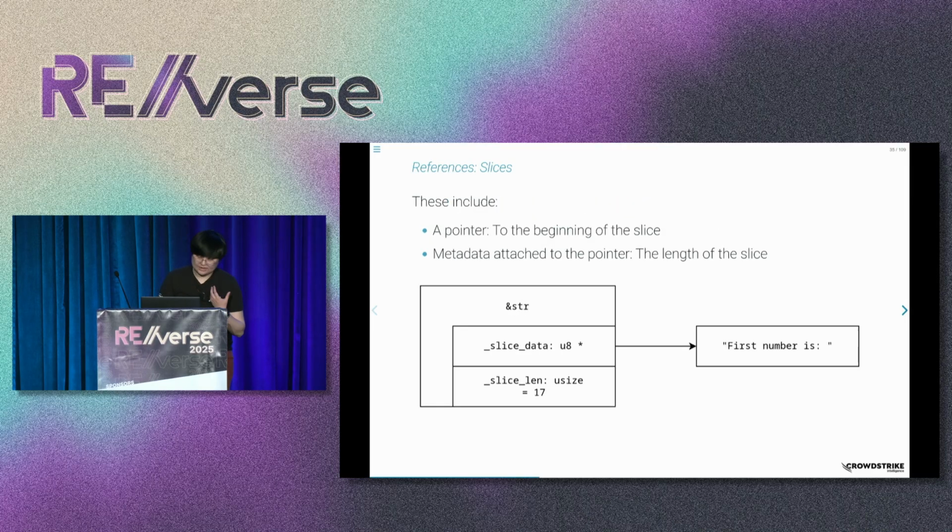So let's take a look at some of those special reference types which have additional data. Slices include, we already kind of covered this in the panic path example, a pointer to the beginning of the slice data, and there's some metadata attached to the pointer, which is the length of that data. So in this case, this just points to a string of size 17.